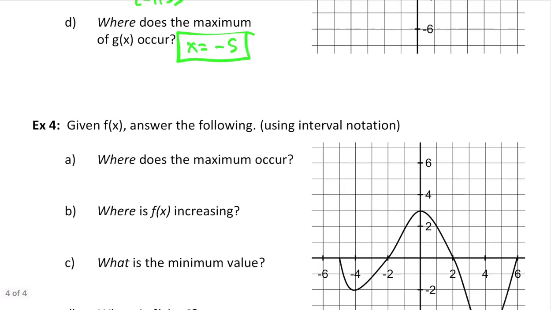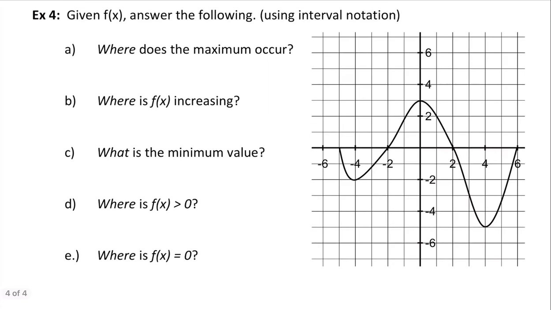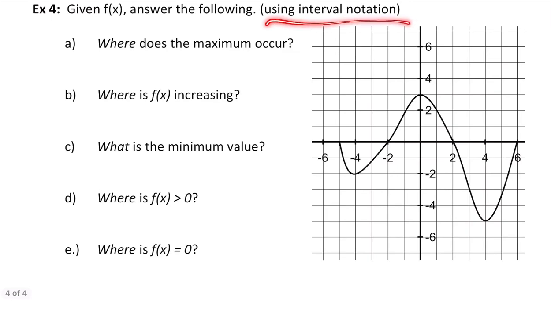All right, last one. Now I get to use interval notation. So don't forget about this. Where does the maximum occur? So again, I don't care about a peak on that. I just look for the highest point on the graph. That's right there. Looks like that occurs when x is 0.